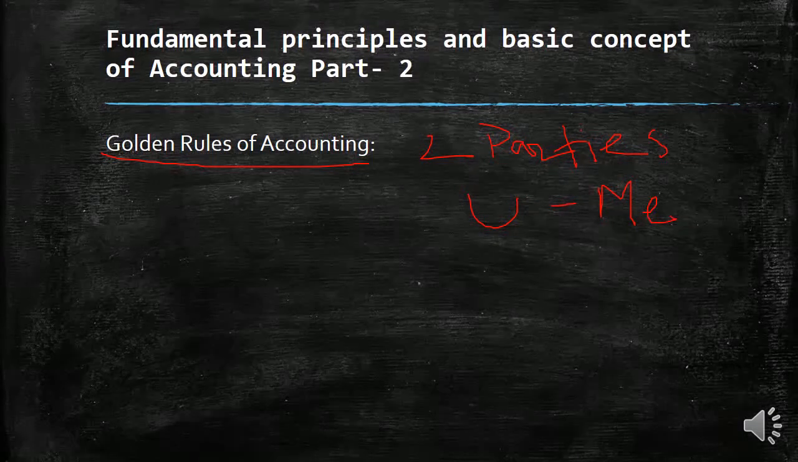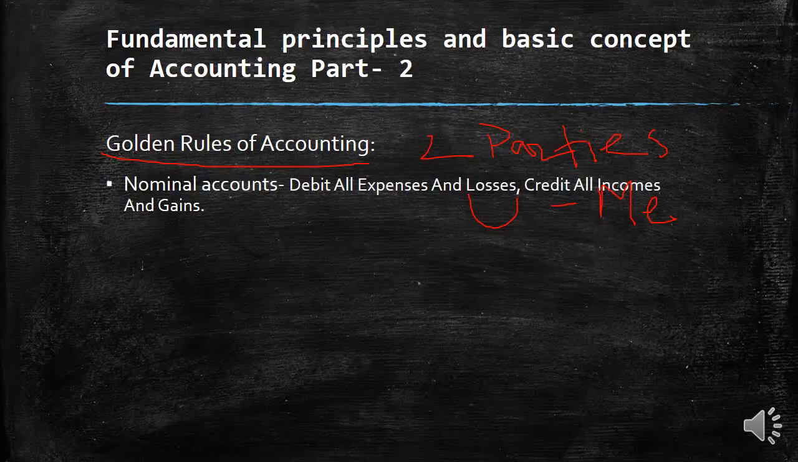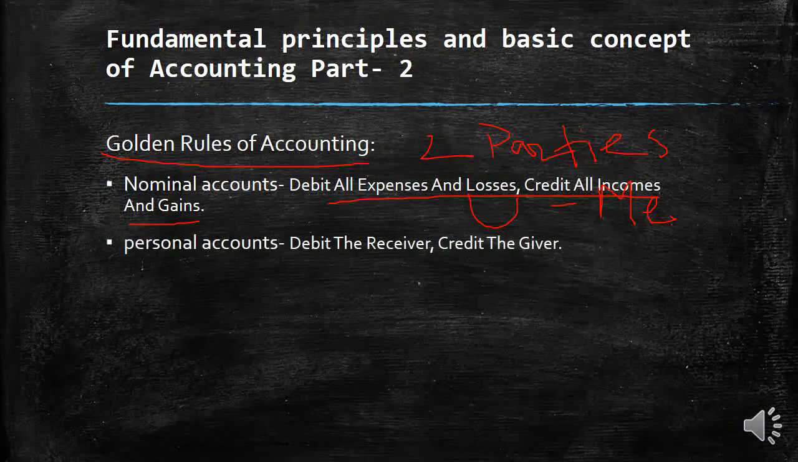Okay, so the first golden rule is for the nominal accounts. What is this? Debit all expenses and losses, credit all incomes and gains. That means all the expenses and losses are to be written on the debit side of the record and all the incomes and gains will be written on the credit side of the record. The second rule is for personal accounts. So what is the rule? Debit the receiver and credit the giver. I think it is clear to you all.